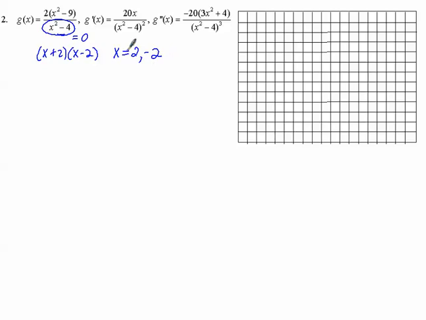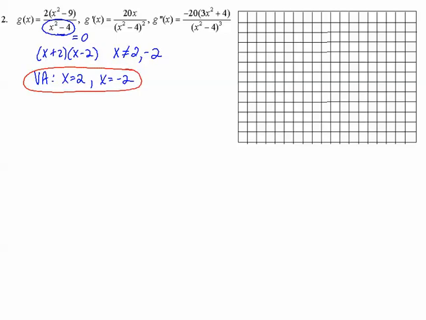Now what are those domain restrictions actually? Are they holes? Are they asymptotes? Well, they don't factor out with the numerator, therefore they are both vertical asymptotes. So I have vertical asymptotes, x equals 2 and x equals negative 2. These are some things that we want to circle to highlight so that we remember to graph them.